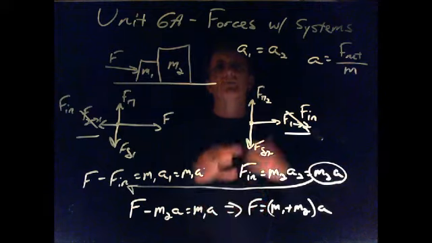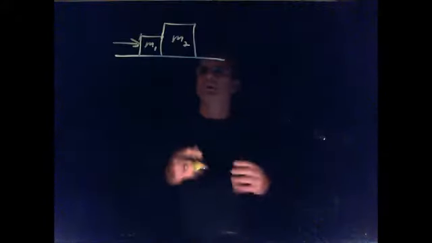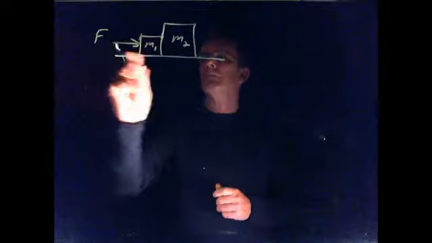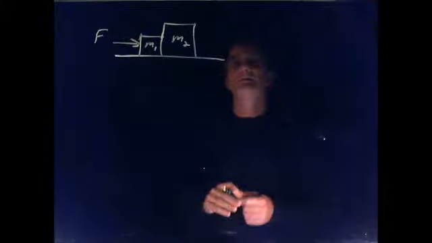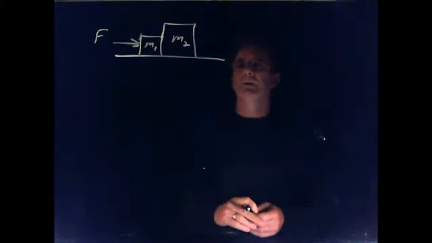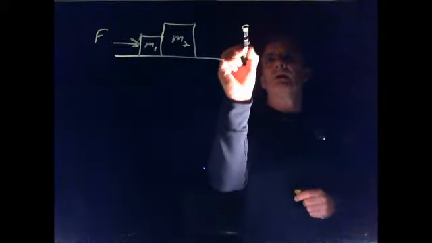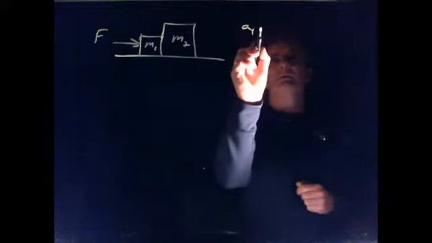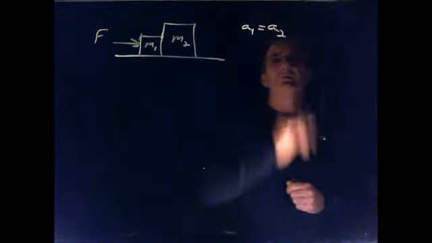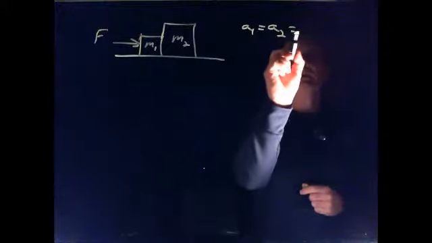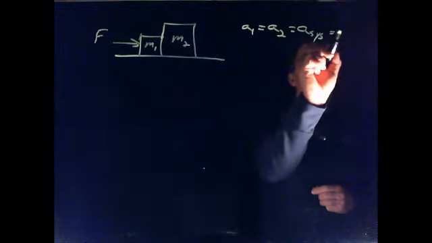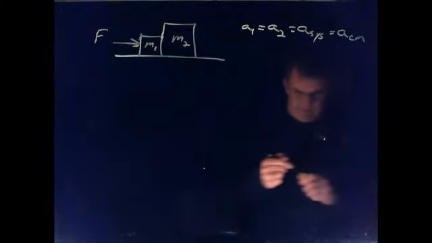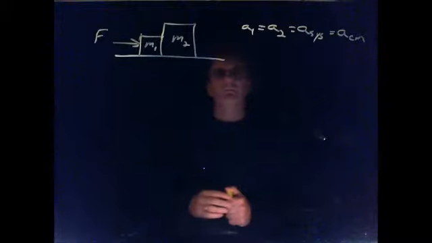I want to look at it from a different aspect. Okay, same problem. Two blocks, same identical situation. I'm just going to analyze it in a different way. Again, let's recognize that the acceleration for block 1 is the same as the acceleration for block 2, which is the same as the acceleration of the system, which is the same as the acceleration of the center of mass of the system. All of these values are the same.